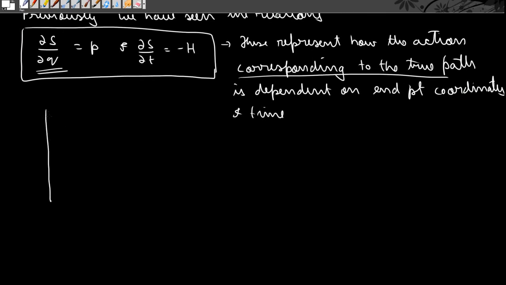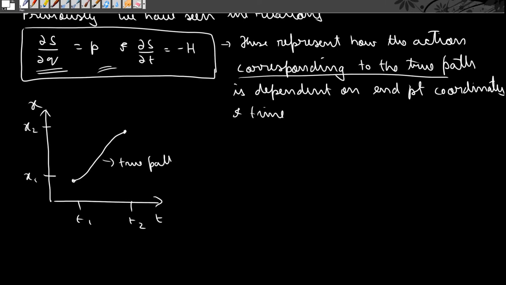If you have, for example, in one dimension an x versus t graph, this is t1, this is t2. Now I am talking about how this relation is valid for our Hamilton's principle. There we know the value of t1 and t2, and this is the point 1, this is the point 2. Let us say that this is the true path, and let us consider another virtual path. Now we can represent each of these paths using our action. So I'm going to call this S1 and this S2. So this is the true path and this is the virtual path.